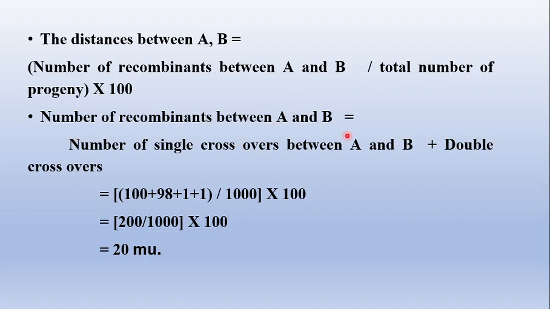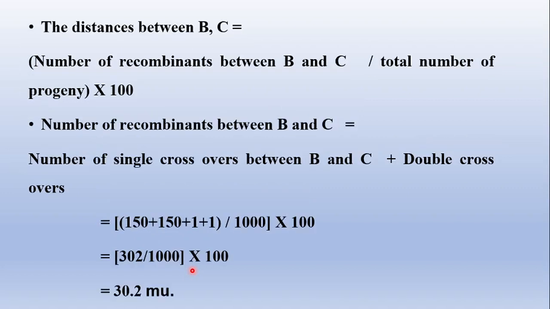The number of recombinants between A and B can be given by the number of single crossovers between A and B plus double crossovers. So with this data we can obtain this substitution: 100 plus 98 plus 1 plus 1 by 1000 into 100. This 1000 is nothing but the total number of progeny. Automatically the final answer is 20 map units. So A and B genes are 20 map units apart.